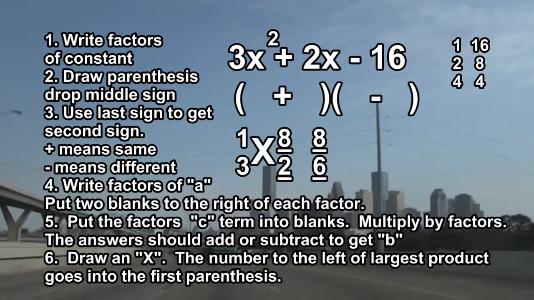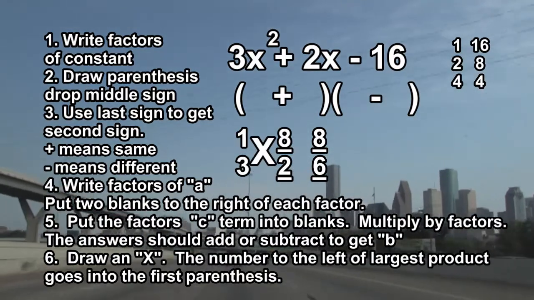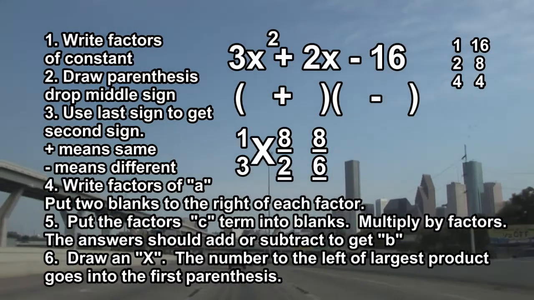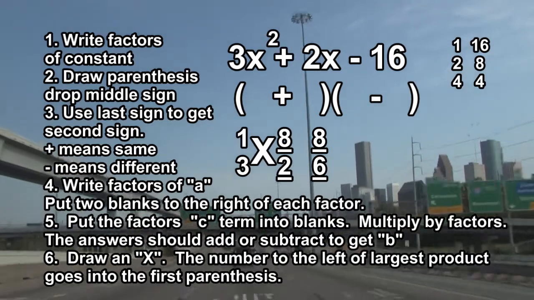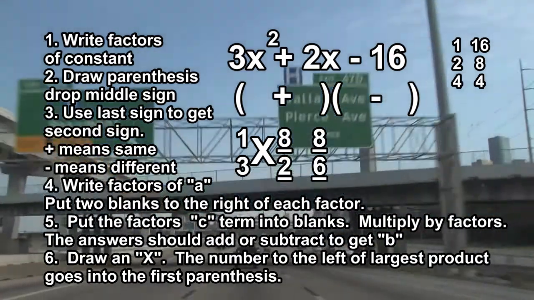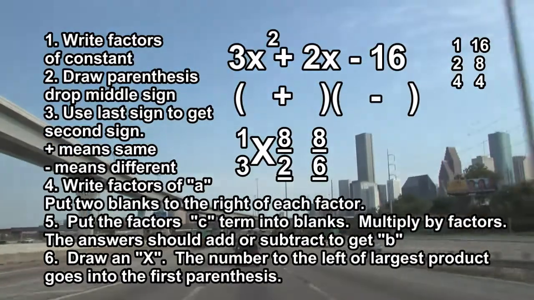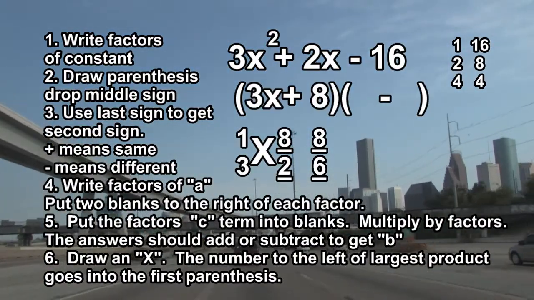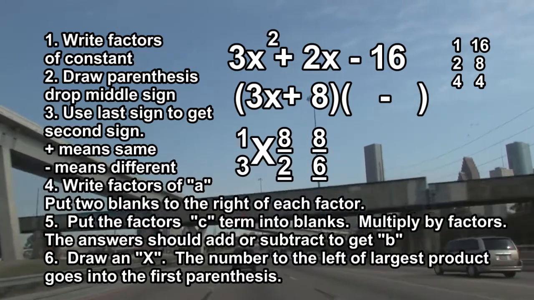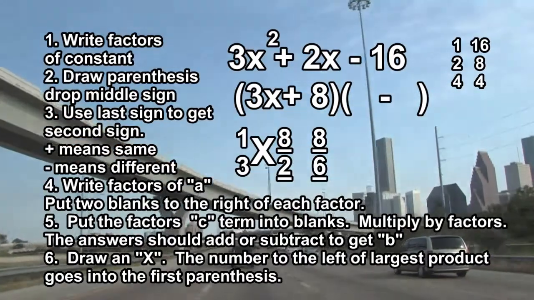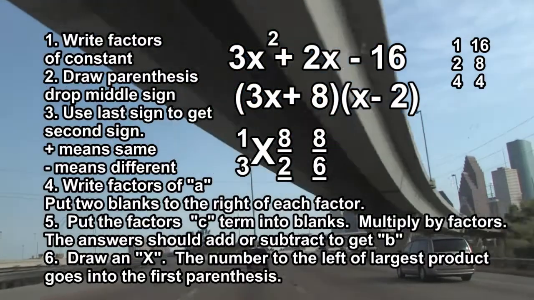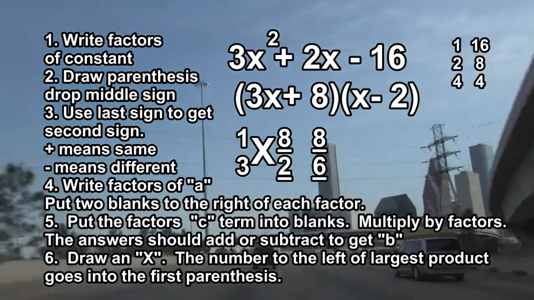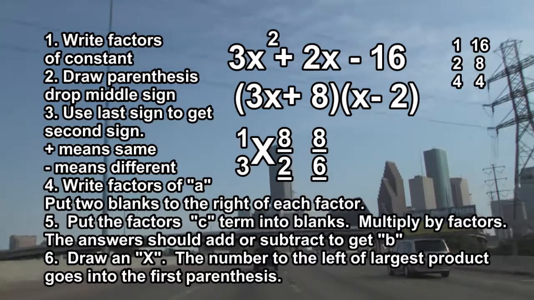Now we'll put an x between the 1 and 3 and 2 and 8. The largest product is 8. The number to the left of 8 is also 8. The 8 is paired with the x with the 3. So 3x plus 8 goes into the first parentheses. Since the 3x plus 8 goes in the first parentheses, the 1x and 2 will go in the second parentheses. That makes our answer 3x plus 8 times x minus 2.